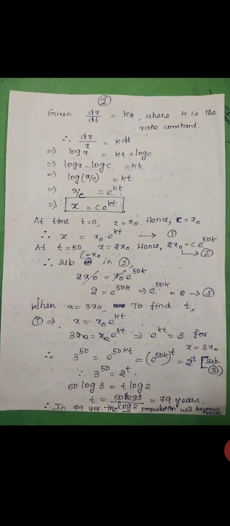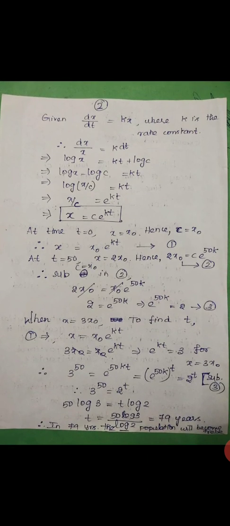How to simplify this? Already we know how to solve using differentiation as well as integration. We use the variable separable method. The x terms we separate, and the constant terms we separate. Here we have two variables, x and t. The population x depends on time t. Therefore dx by x is equal to k into dt. Now we have to integrate.